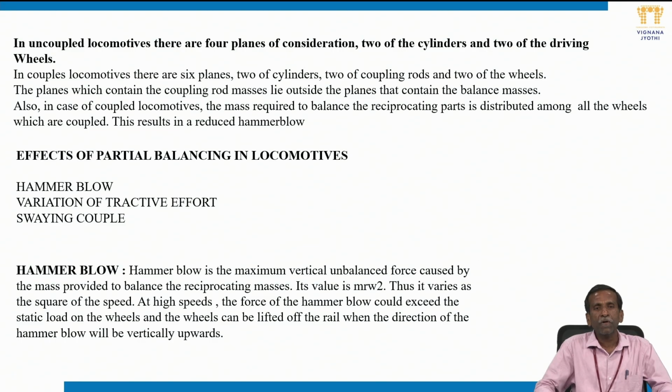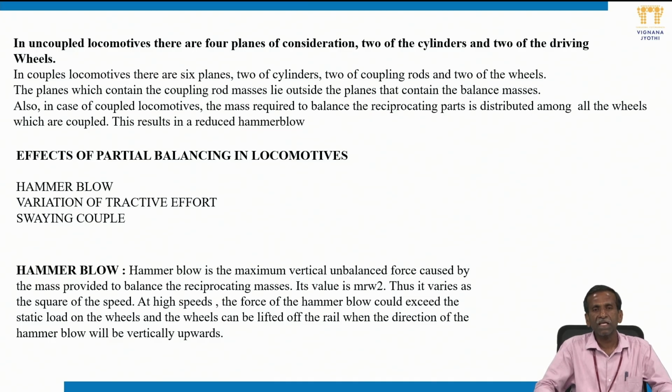In uncoupled locomotives, there are four planes of consideration. While analyzing balancing masses, we need to consider four planes in case of uncoupled locomotives. Two planes are where the cylinders are located, and two are where the wheels are located. In coupled locomotives, there are 6 planes. Why? The coupling rods also have different planes. That means these 6 planes are 2 of cylinders, 2 of coupling rods, and 2 of wheels.